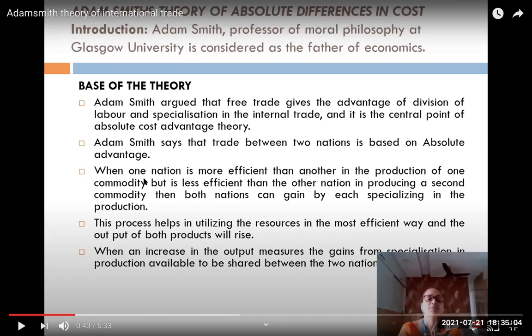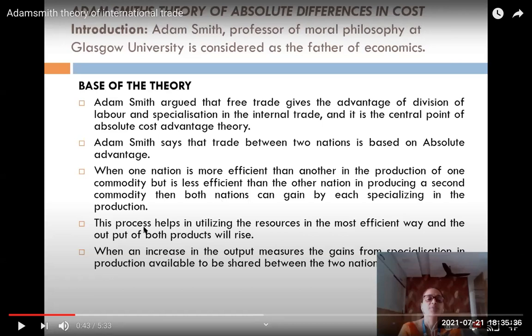All right, and this says when one nation is more efficient than another in the production of one commodity, but is less efficient than the other nation in producing a second commodity, then both nations can gain by each specializing in the production. So if Jamaica is better at producing bananas and the United States is better at producing apples, then Jamaica should focus on bananas and the US should focus on apples, because they are more efficient in these respective areas in relation to international trade.